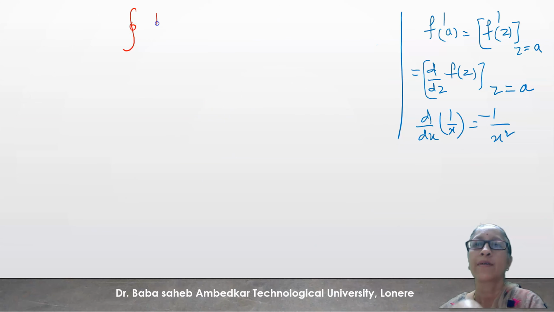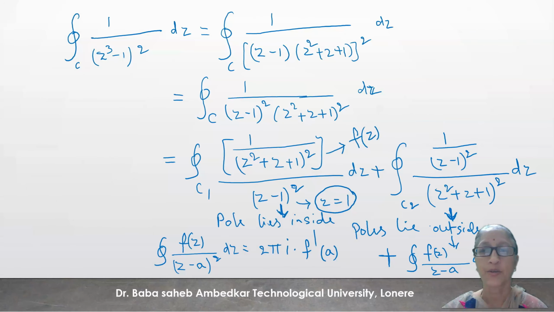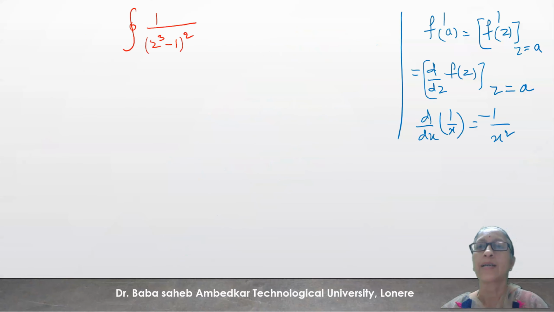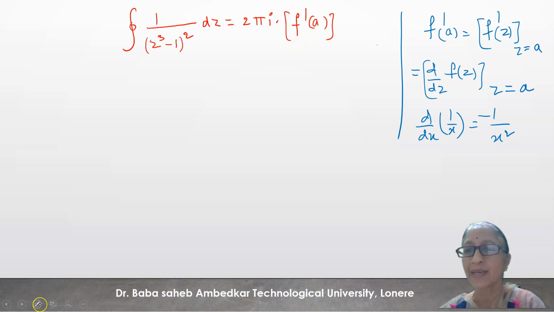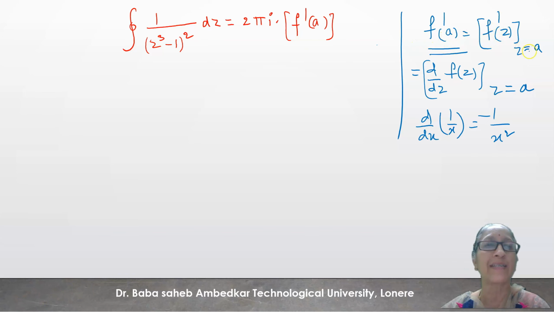Here the contour integral of 1 by (z cube minus 1) whole square dz equals, according to that formula, 2 pi i into f dash of a. Right? So what is f dash of a? Here f dash of a is nothing but the value of f dash of z at z equal to a.